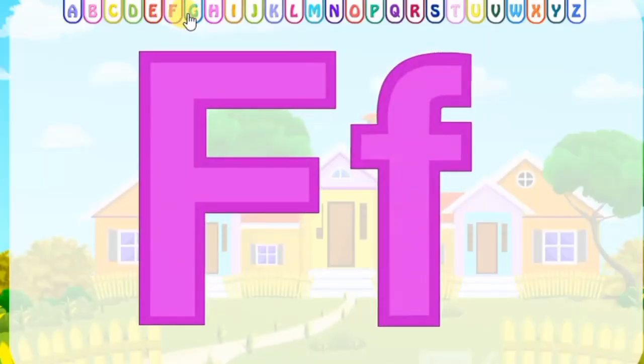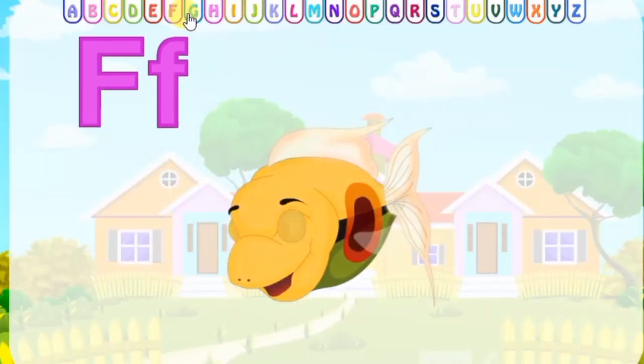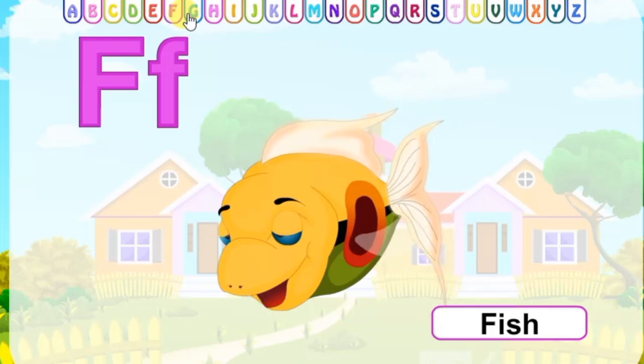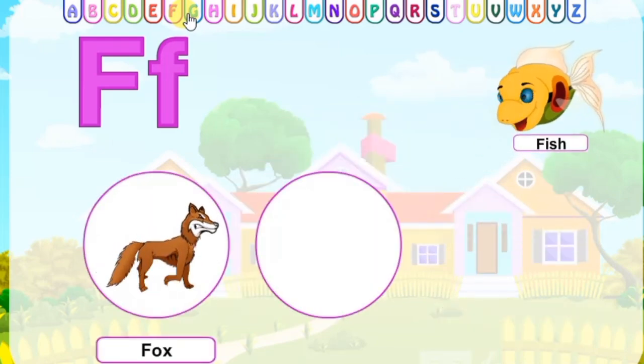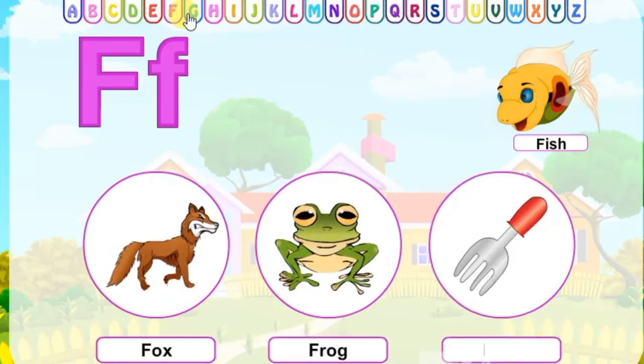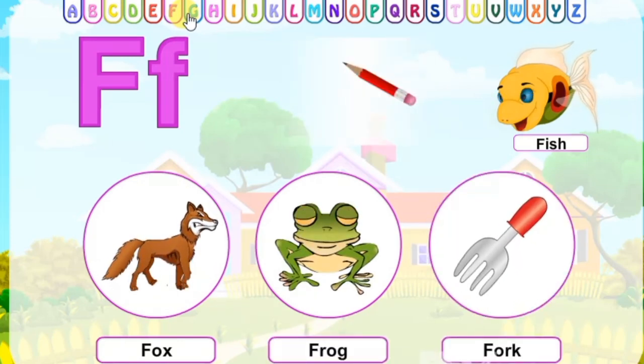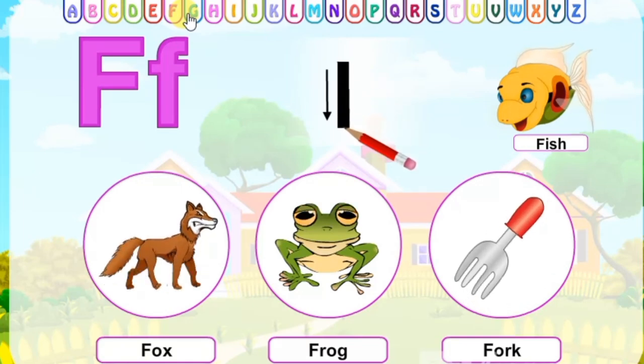F. Fish, fox, frog, fork. Join the dots to make F.